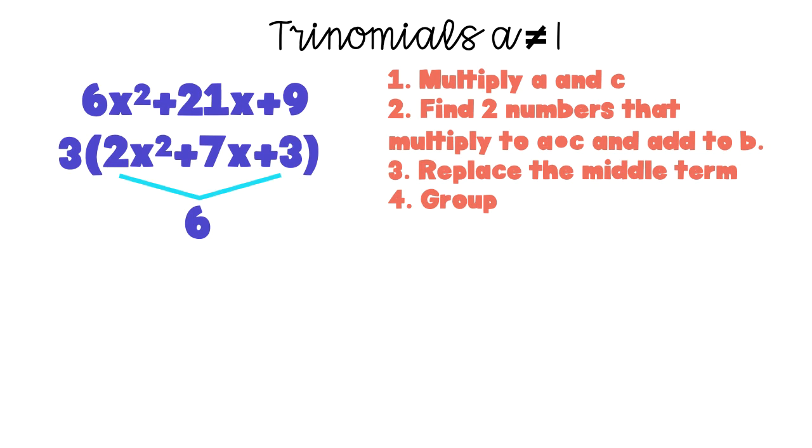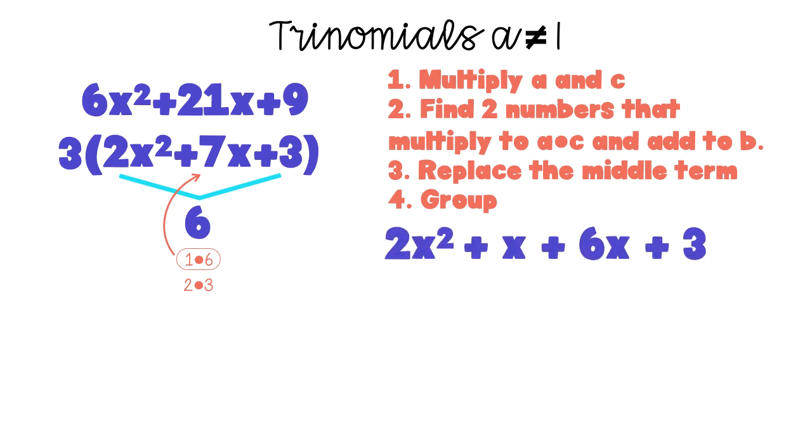I need numbers that multiply to 6 but add to 7. I've got 1 and 6, 2 and 3. 1 and 6 are going to be my working numbers here. I'm going to rewrite this trinomial by replacing 7x with 1 and 6. So I have 2x squared plus 1x plus 6x plus 3. Notice if I combine my like terms, I would still get a 7x in the middle. I haven't changed the problem, I've just manipulated it to look a bit different.